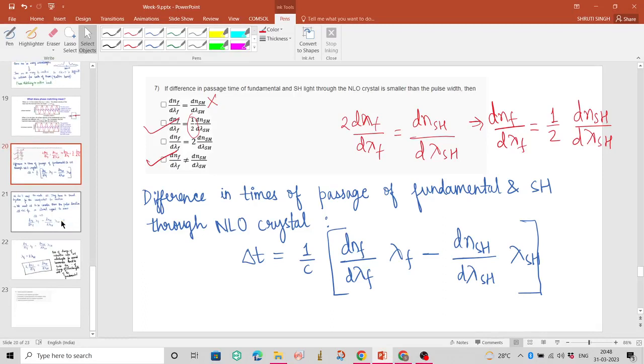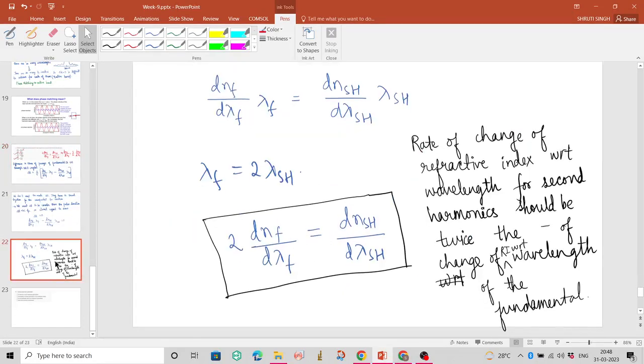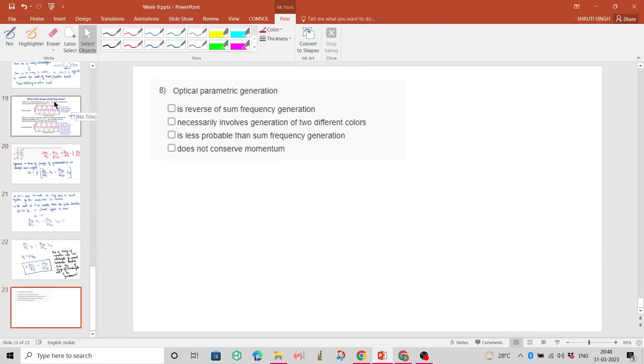Okay, so let's move to the next one. I think that one is the last question for this assignment. The eighth question is: the optical parametric generation is reverse of sum frequency generation, necessarily involves generation of two different colors, is less probable than the sum frequency generation, and does not conserve momentum.